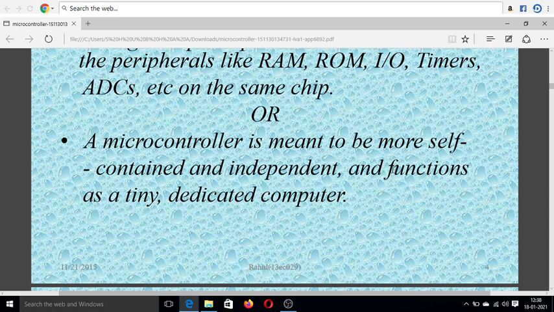Now we will be discussing the features of the 8051. We have discussed all these features in the previous classes. In the last class I discussed the features of the 8051, the microcontroller, and we also covered the differences between the microprocessor and the microcontroller. Anyway, I am going to talk about the same topic in this video also.